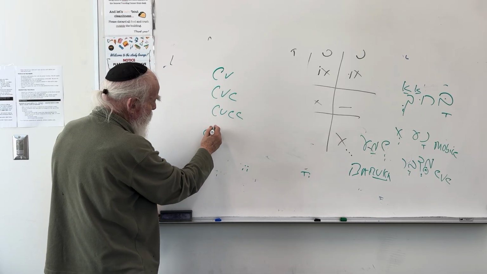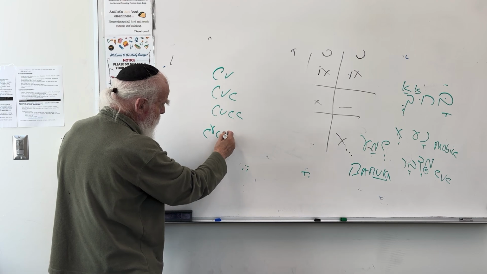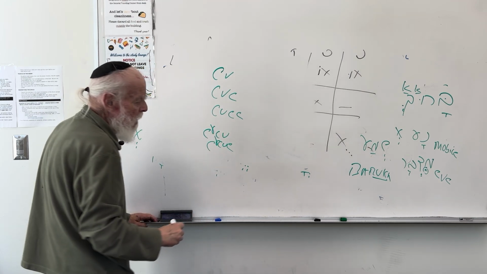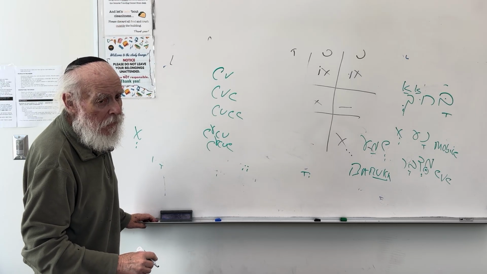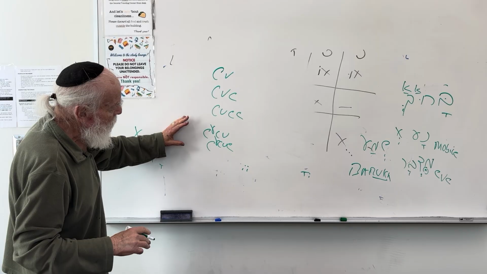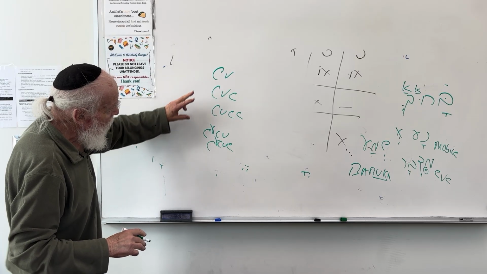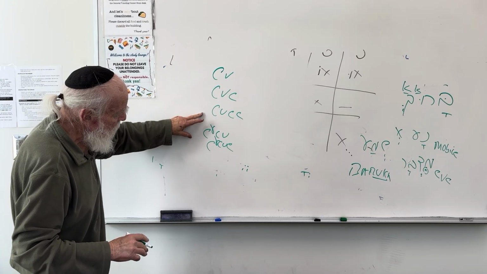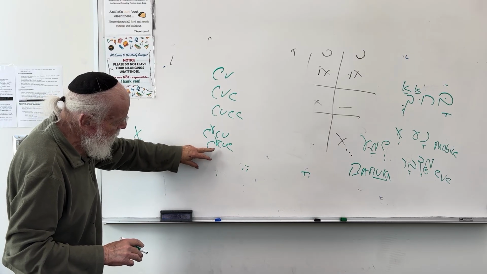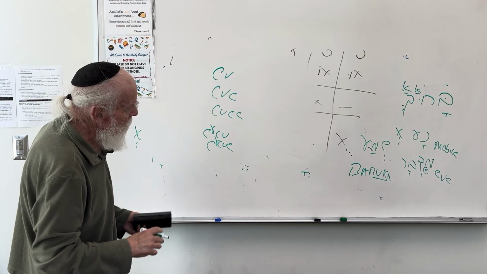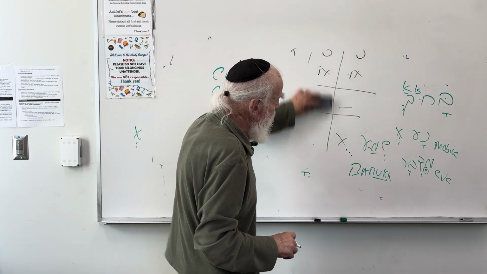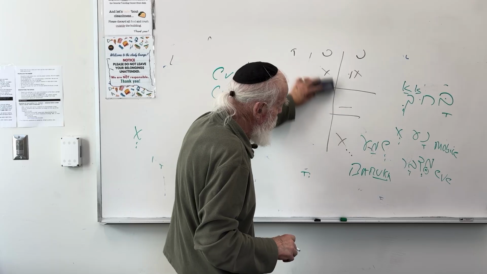Then you have syllables that look like this: CVCV, CVCVC. What is that? The C stands for consonant, the V for vowel. Okay, the 5 syllables for our purposes are CV, CVC, CVCC, CVCV, CVCVC. The letter C stands for the word consonant. The letter V stands for the word vowel.